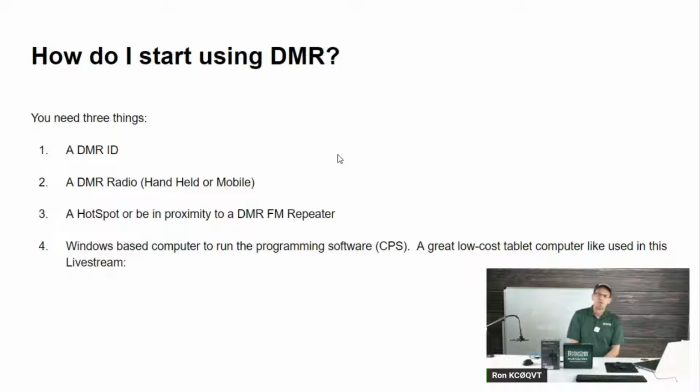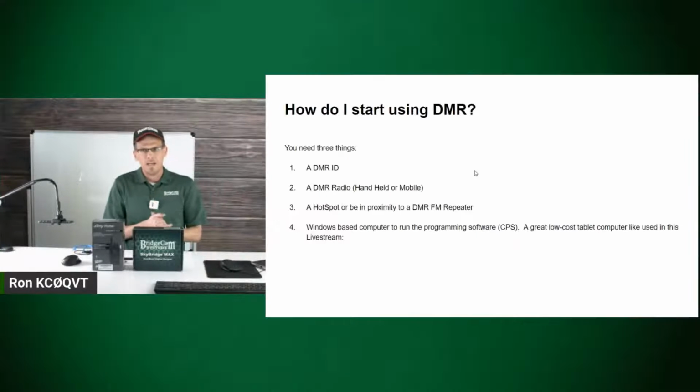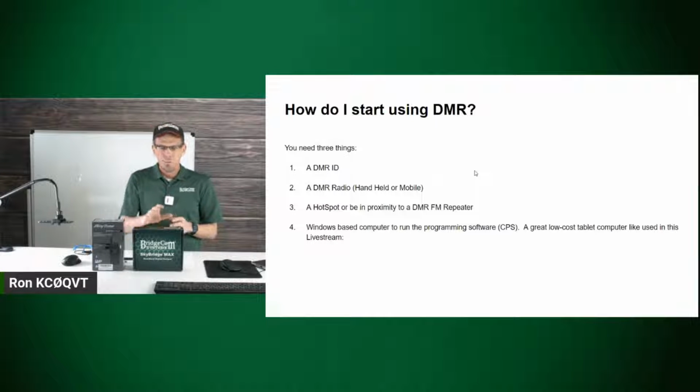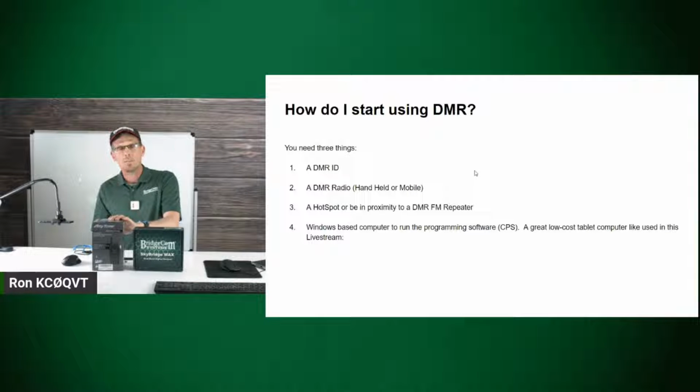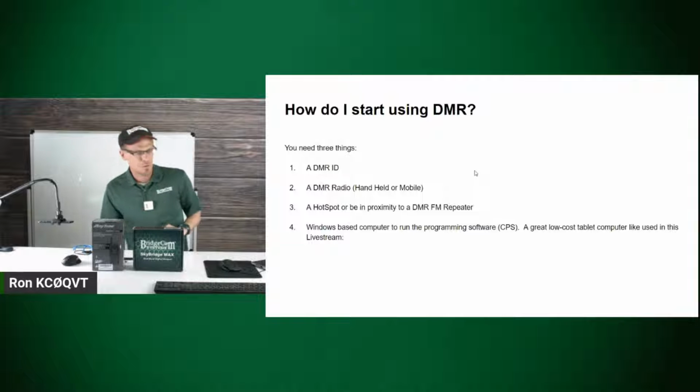Okay, so how do you start using DMR? What do you got to do to get into this thing? Well, first you need a DMR ID. That's like your telephone number. And then you need a DMR radio. Mobile or a handheld will suffice, but it does need to have DMR technology built into it. You want to make sure of that, okay? And then you want to get a hotspot. And then you'll need a Windows-based computer, because that's what runs the programming that allows you to program not only your hotspot, but your two-way radio.